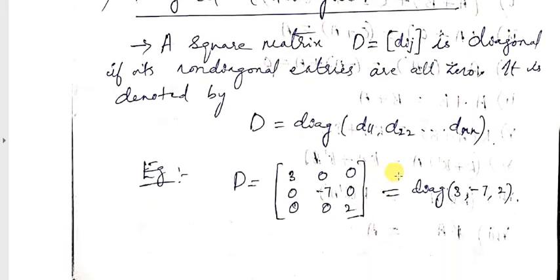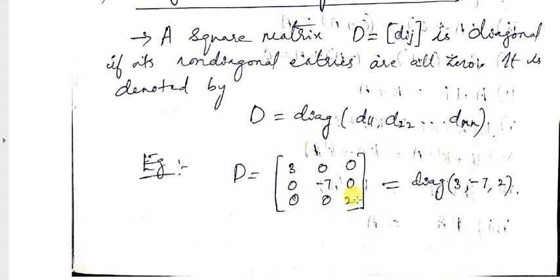Then we call such a matrix a diagonal matrix. So this is the representation: D is equal to diag of D11, D22 and so on Dmn. We can represent the diagonal matrix by using this notation, or we can represent it by this.